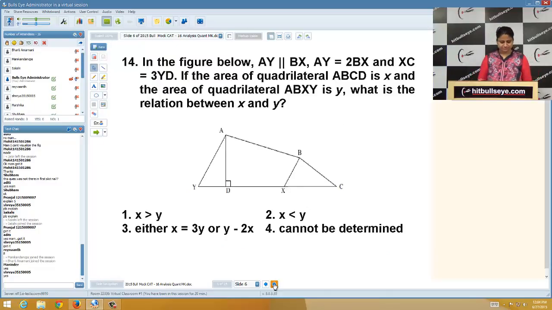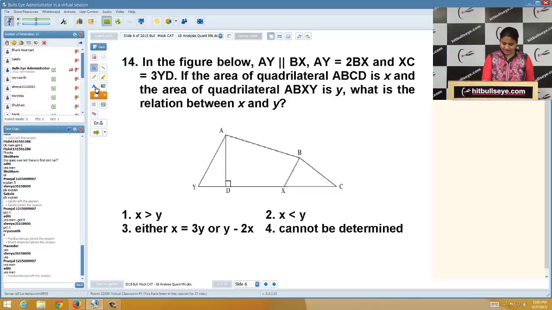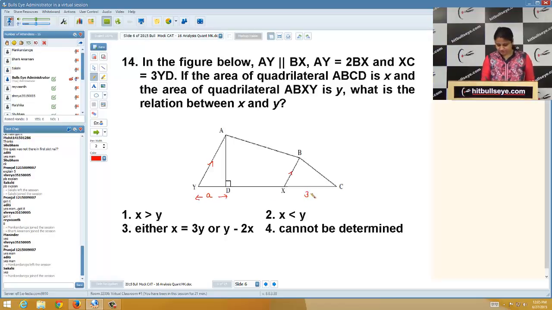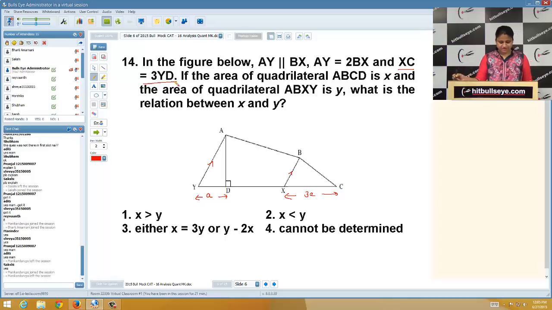Question number 14. Easy one. Tricky, we can say that. Any problem in this? Question number 14. In the figure below, AY is parallel to BX. AY is twice of BX and XC is equal to 3 by D. So, if we consider, say this is A, this will be 3A. XC will be 3A because of this condition.